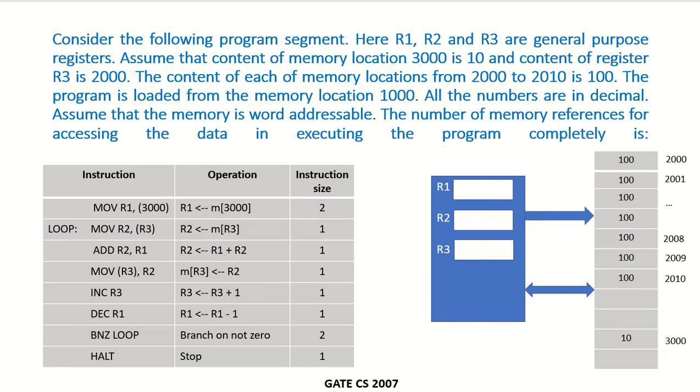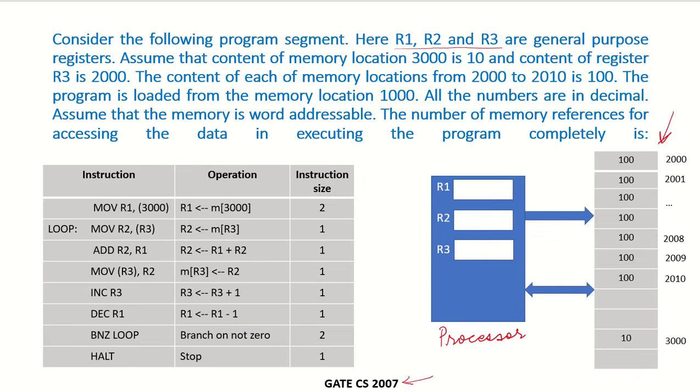This question that we are going to solve now was one of the questions in the GATE examination of 2007. Consider the following program segment. Here R1, R2 and R3 are general purpose registers. So if this is a processor, then R1, R2 and R3 are general purpose registers of the processor. The content of memory location 3000 is 10.